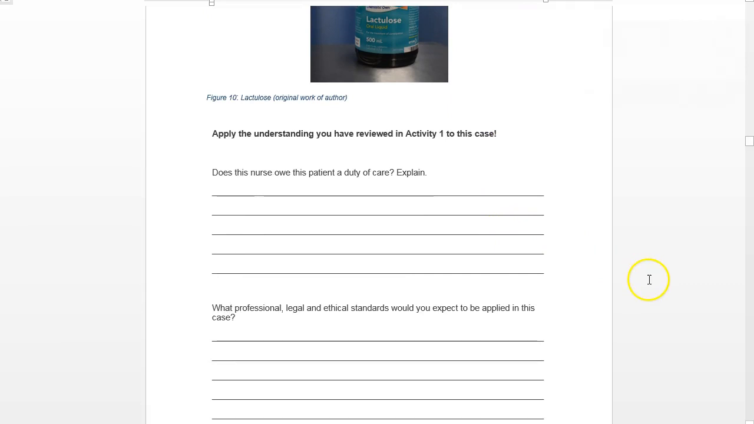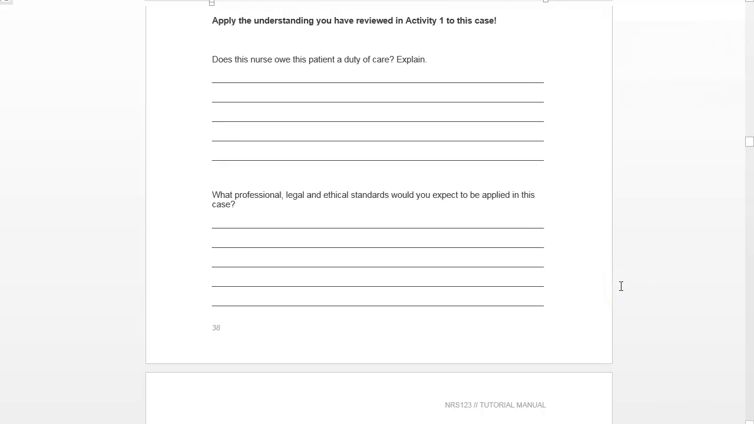Yes, of course they do, because he was the nurse that was looking after that patient on the day. So there's no ambiguity that he had a duty of care. What professional, legal and ethical standards would you expect to be applied in this case? So the legal standard was the national law. As a registered nurse, he's breached that. The Poisons and Therapeutics Goods Act would probably refer to some of that from a medication point of view, and the regulation that sits underneath that, the Poisons and Therapeutics Goods Regulation, would be relevant.